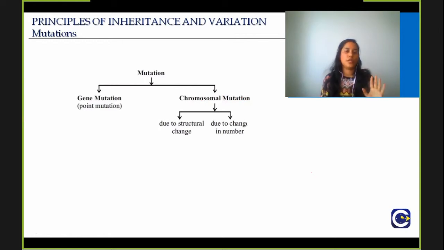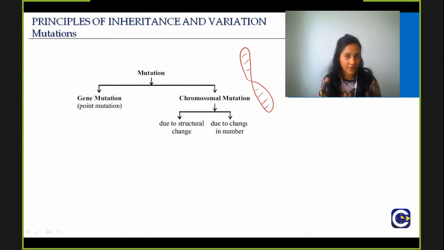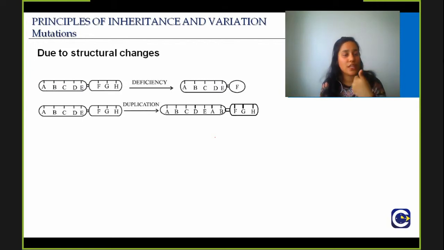Next is chromosomal mutation. So this was gene mutation, just on the gene. And genes are present on chromosomes. Multiple genes are present on a chromosome. Chromosomal theory of inheritance was given by Sutton and Boveri. You have the name written next to you. And I think I am repeating it so many times, it will get into your head, I promise. Just listen to me. These chromosomal mutations can be due to change in the structure or due to change in the number. We will look. So let's just talk about change in structure. So what are these structural changes?